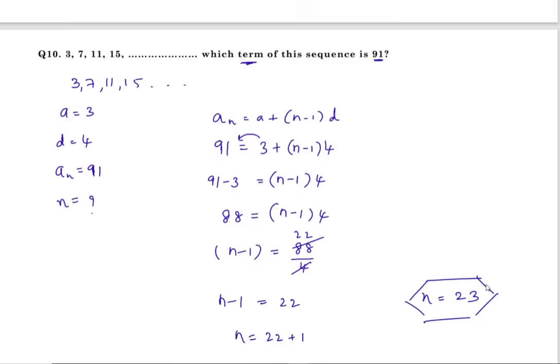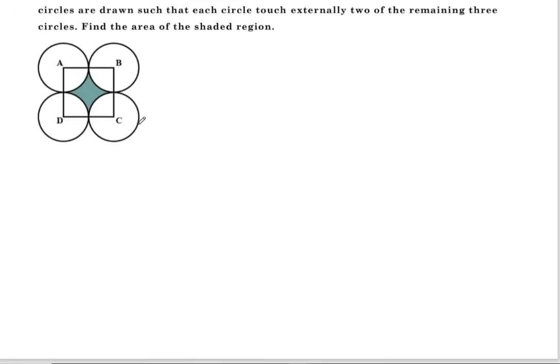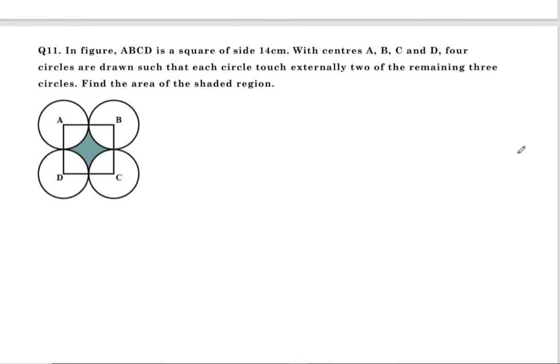91. In case you get n as negative or n as a fraction, that means 91 is not a term of the given AP, but here it is a whole number, hence it is a term. What is the term? It is the 23rd term of the sequence. Very important question for 3 marks.